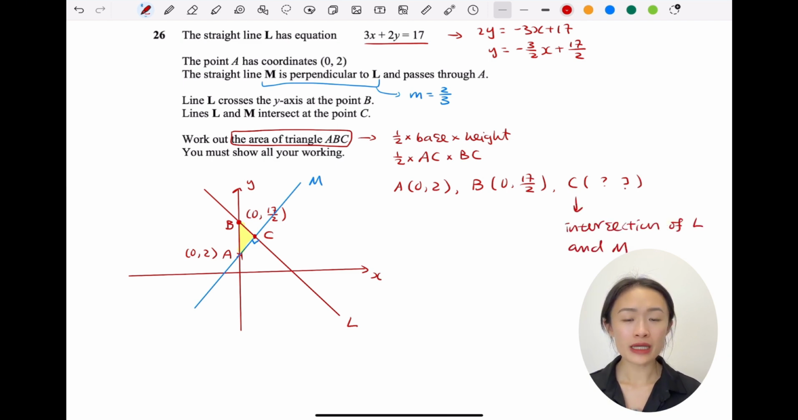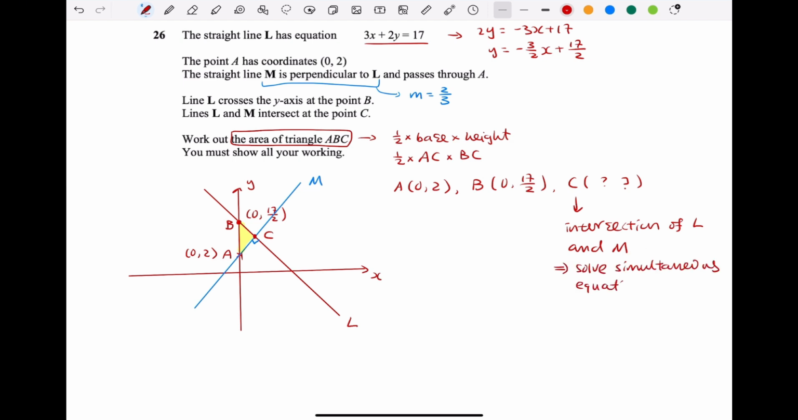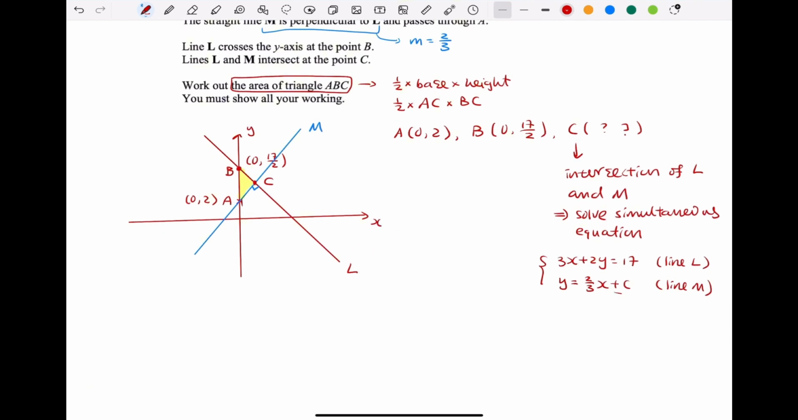Now C is the intersection of the line L and line M. In order to find the intersection of two lines, we need to solve the simultaneous equations. We know the equation of the line L, 3x plus 2y is 17. The equation of the line M is y equals 2/3 x plus c. Now c is the y-intercept. We know that is point A, which is 2. So then the equation of the line M is y equals 2/3 x plus 2.